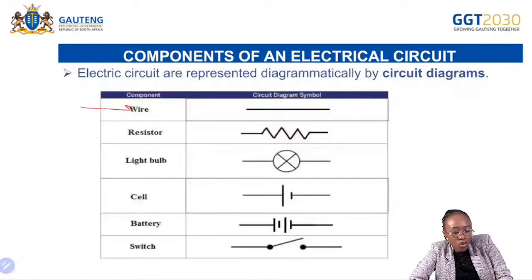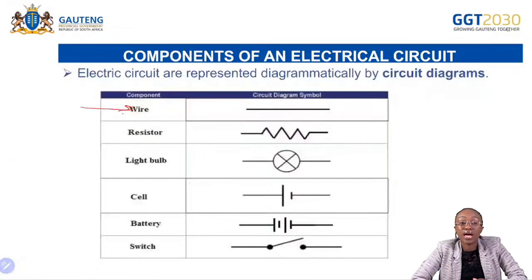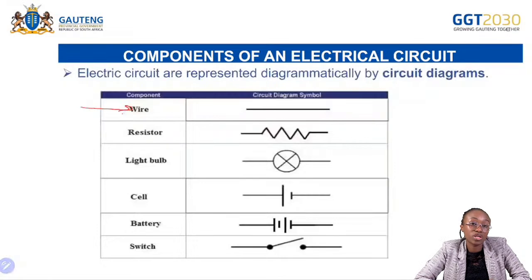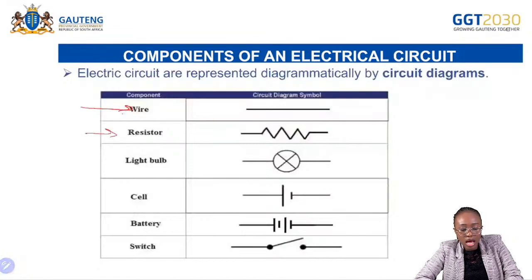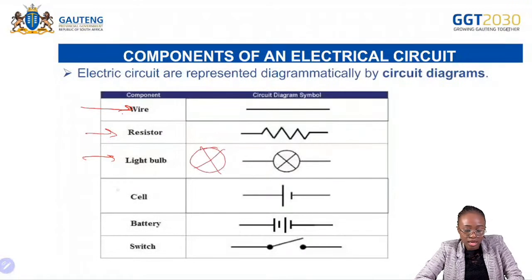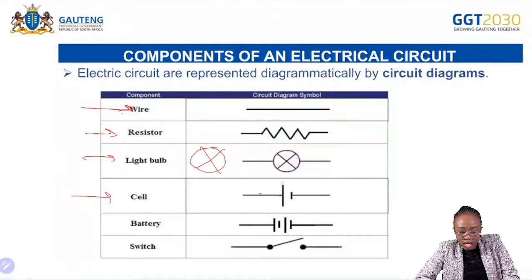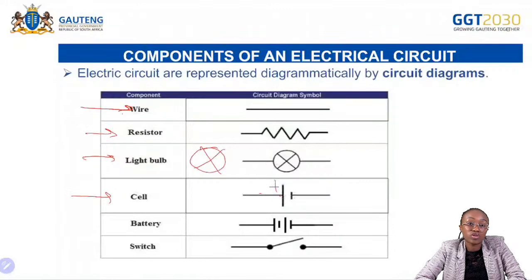A wire or conducting wire is represented by a solid line. So when you're drawing a circuit diagram, you use a solid line to represent your conducting wires. Resistors are shown by a solid line which has a zigzag in the middle. The light bulb is a circle that is crossed in the middle. For the cell, you draw a solid line, and then two vertical lines, one shorter than the other. The longer vertical line represents the positive terminal.